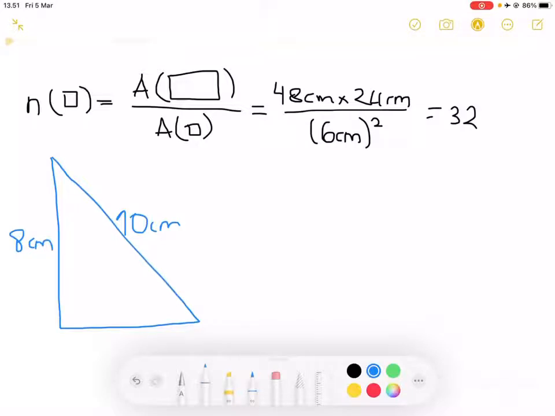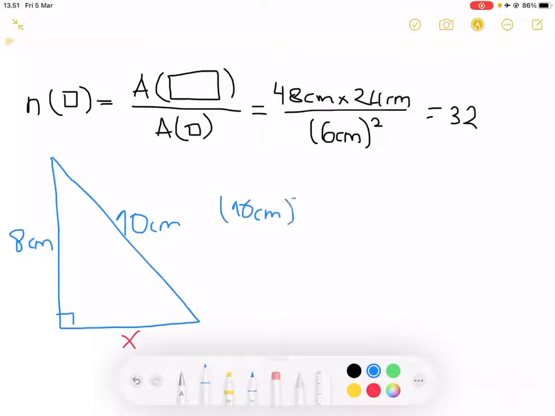So notice that 10 centimeters is the hypotenuse and 8 centimeters is the height. So you can just use the Pythagorean Theorem, knowing that this is a right angle triangle from the question, to find this length right here. And we'll call this length x first. So we can form an equation in terms of x, as shown.